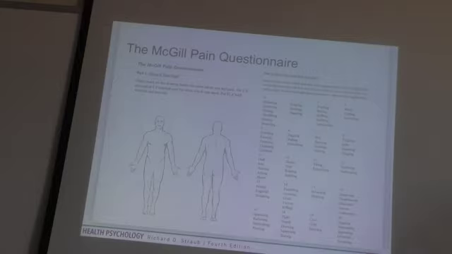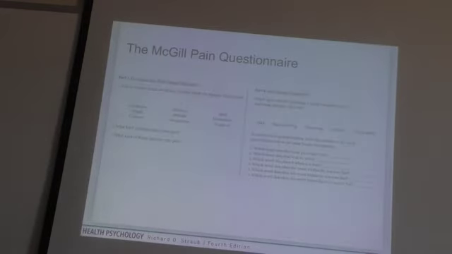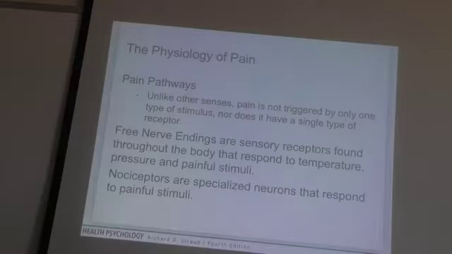Okay. Anyway, so this is the McGill pain questionnaire, and I have given you a copy of the McGill-Melzack questionnaire. Pain pathways: unlike other senses, pain is not triggered by only one type of stimulus, nor does it have a single type of receptor. And this is really kind of a problem, because sometimes we get a pain in one place, and it won't correspond to the damage that has been done.